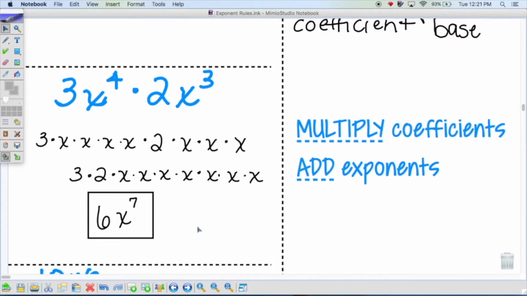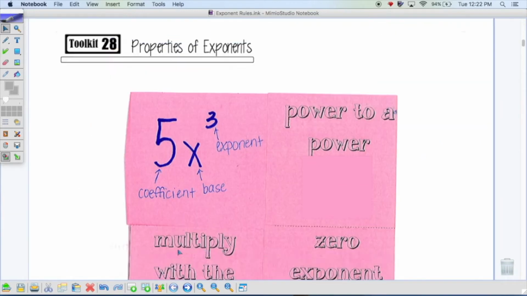Okay, so write that on the inside. If you're multiplying with the same base, you multiply the big numbers, the coefficients, and you add the exponents, not multiply. Okay, so go ahead and write that on the inside cover. Multiply the coefficients and add the exponents. Okay, and then close that tab.